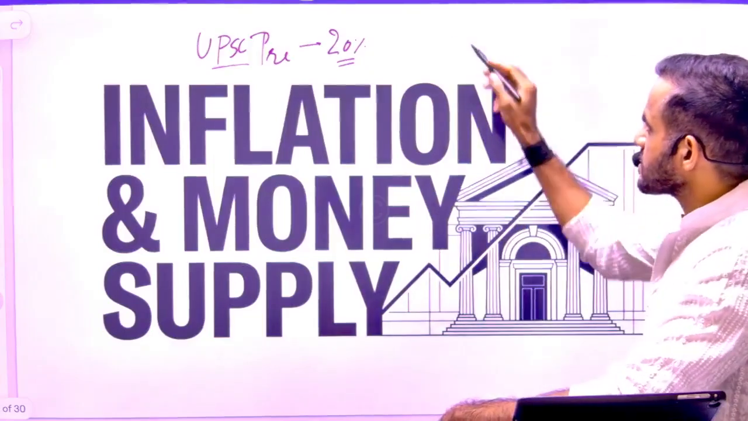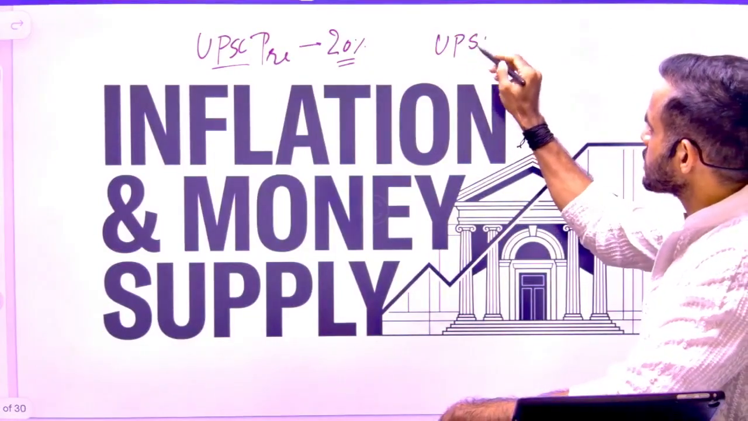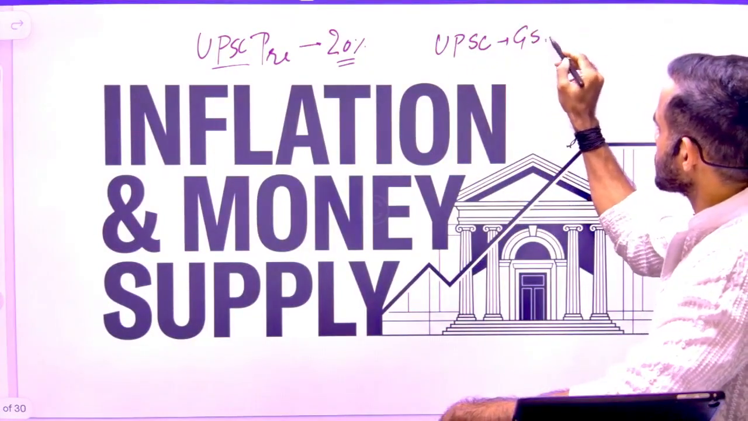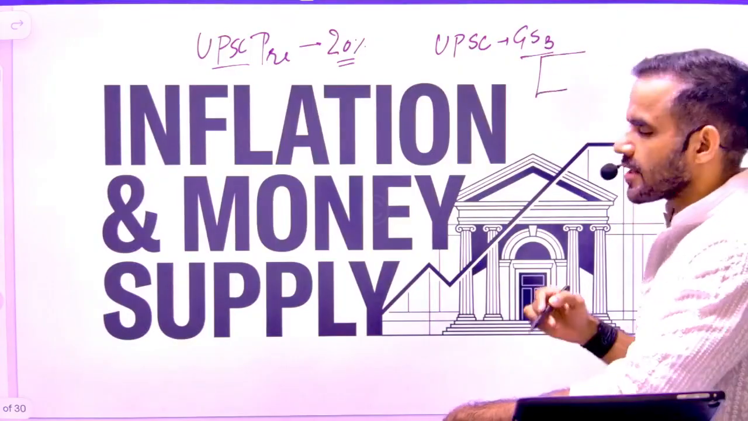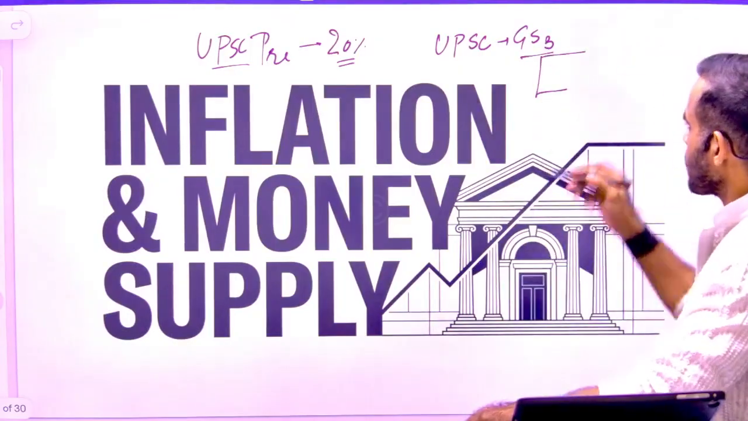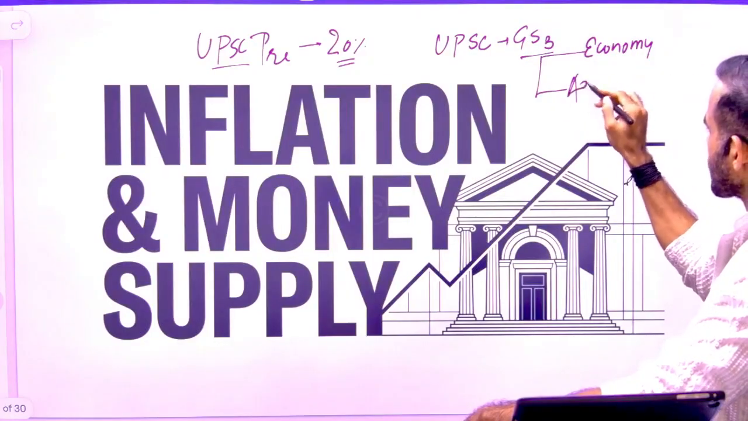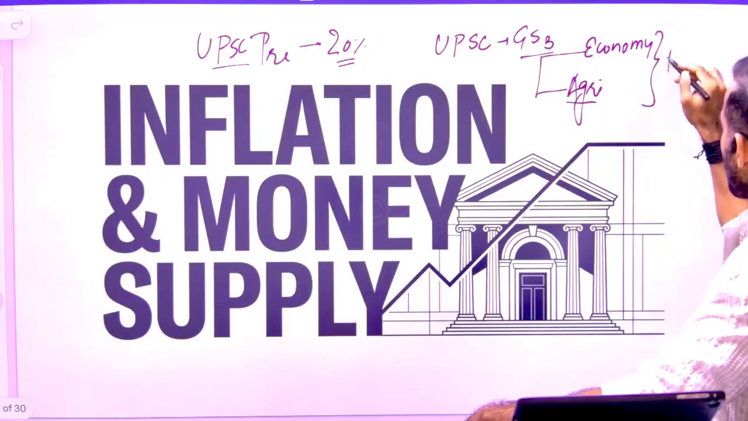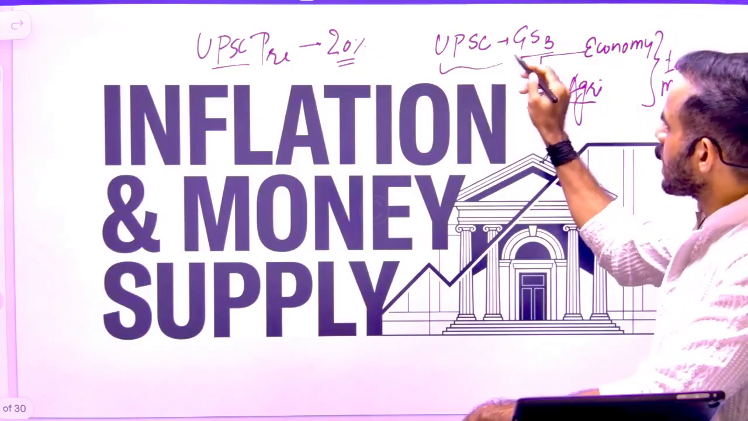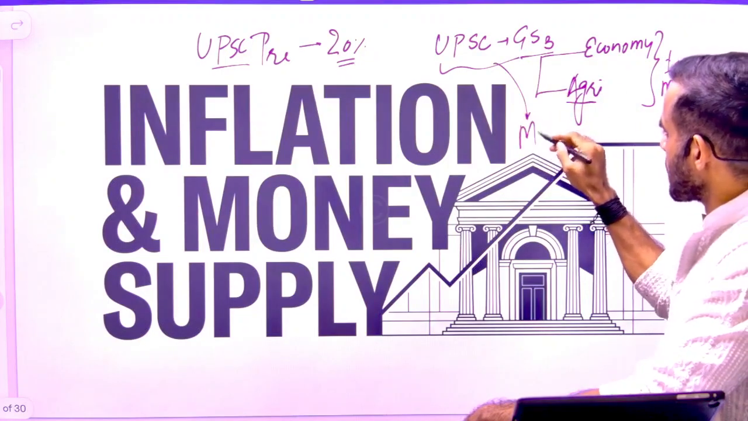As far as mains is concerned, in UPSC GS paper 3, GS3, there are two components which are related to Indian economy. One is directly economy related topics, and the second section is related to agriculture. Okay, so the overall weightage is roughly 100 marks. So this is the weightage of Indian economy in the UPSC mains section.